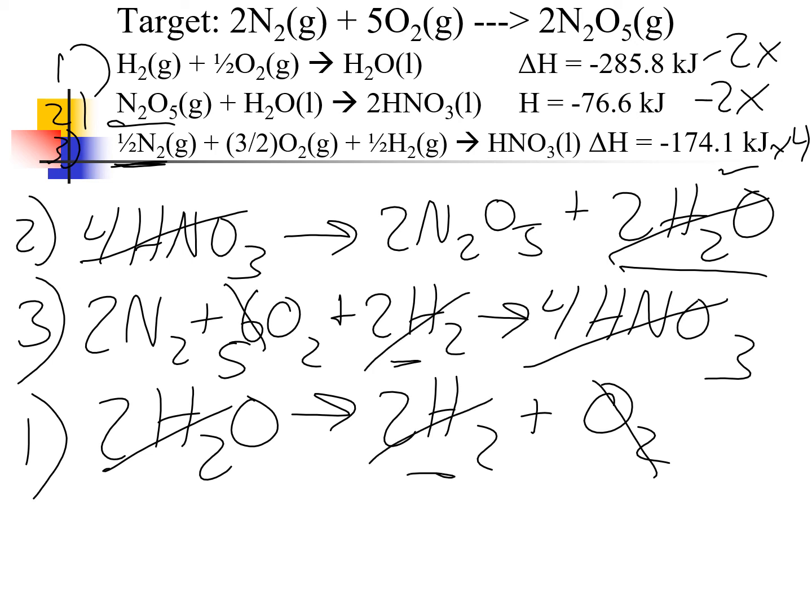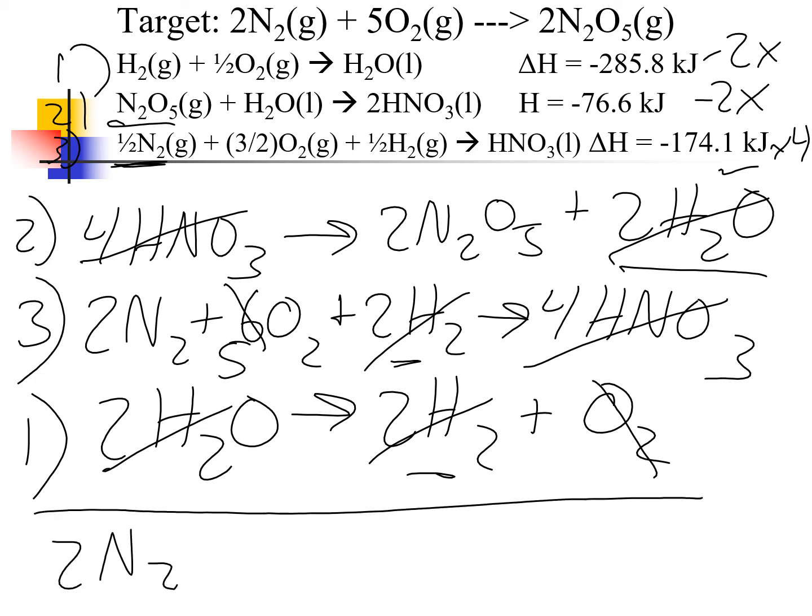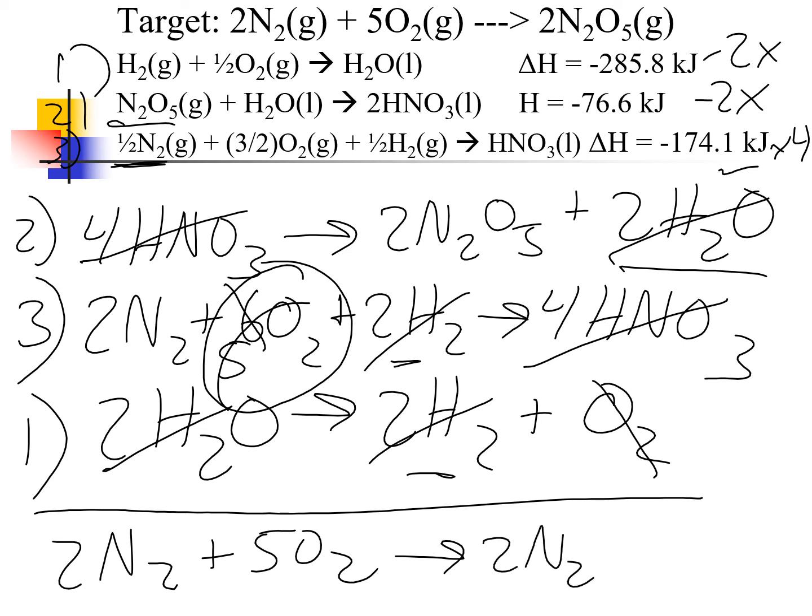So looking at what's left over, I see 2N2 plus 5O2 from right there. Oh, that was really far off. 5O2 goes to make 2N2O5. So that's right, that's what I want.